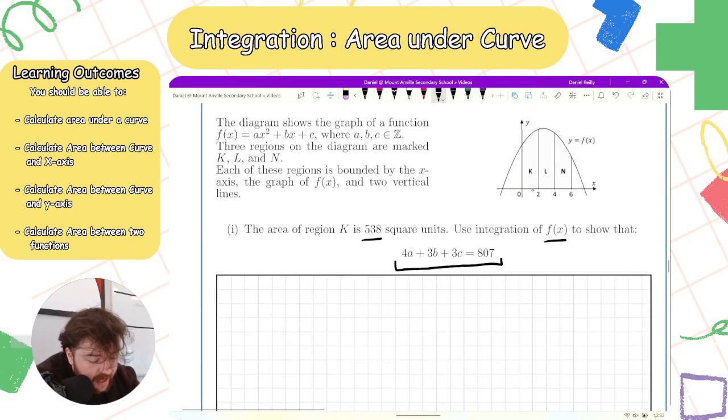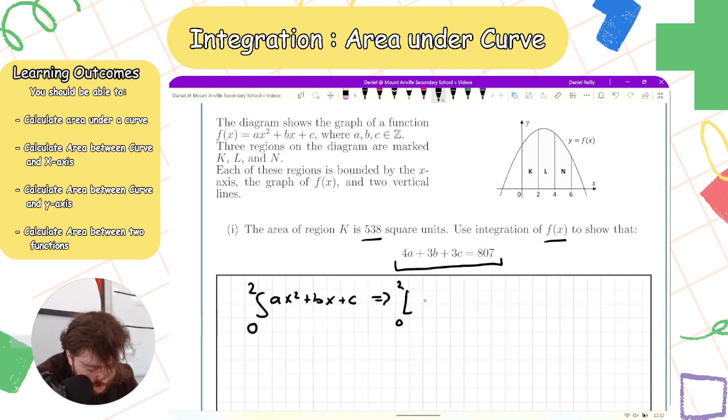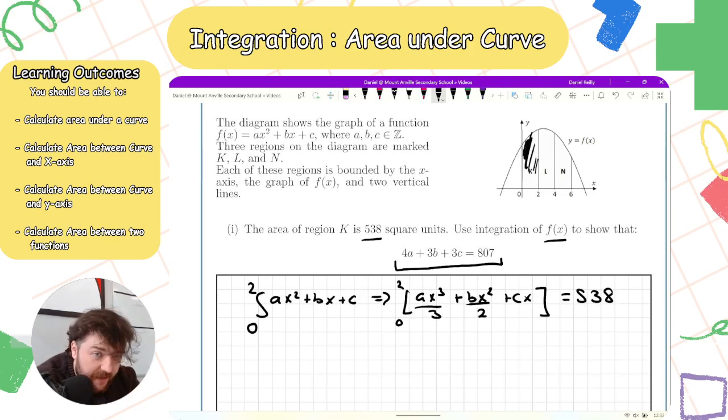So, region K. If I integrate between 2 and 0 of ax squared plus bx plus c, I'm going to get ax cubed all over 3 plus bx squared all over 2 plus cx, between 2 and 0, is equal to 538. So I know that the area here is equal to 538, so I don't need to think about that.